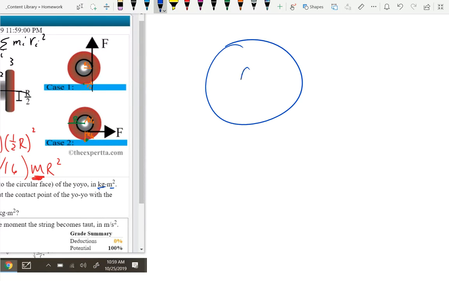So here's a bigger picture of the yo-yo. And I can choose either case. Why can I choose either case? Because it turned out that the torque magnitude was the same in both cases. What forces are acting on this yo-yo?